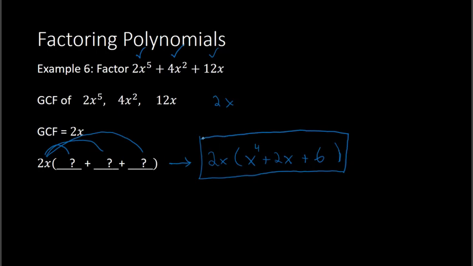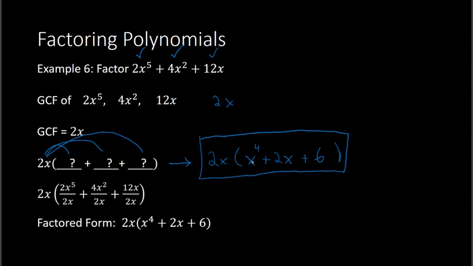If you prefer, to determine what goes in the 3 terms, I could take each term and divide it by the greatest common factor of 2x. So 2x to the fifth divided by 2x plus 4x squared divided by 2x plus 12x over 2x. And going through this process, you would develop the same answer. So either way, your final answer is 2x times x to the fourth plus 2x plus 6.